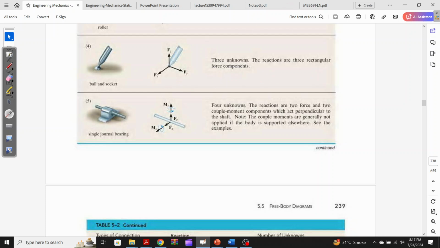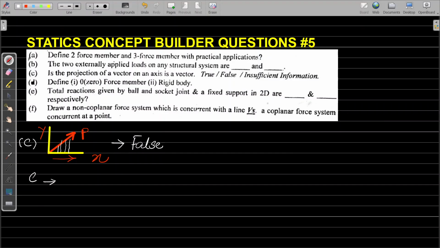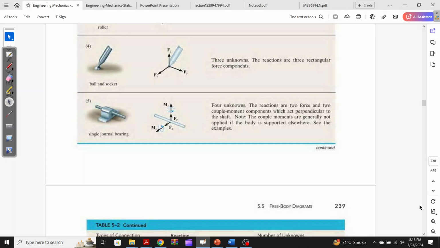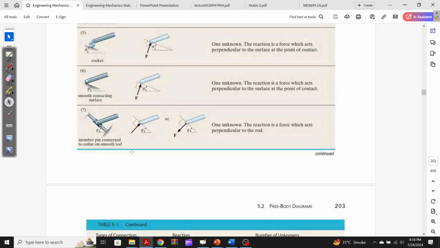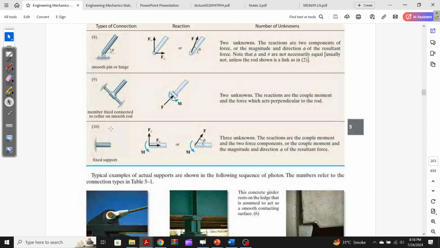And what about the other one he has given, the fixed support in 2D. You go over here and search for the fixed support in 2D, and here you see the picture of supports in 2D. This is the fixed support, but this is in 2D. So in 2D it will give you three unknowns: two reactions and one moment.